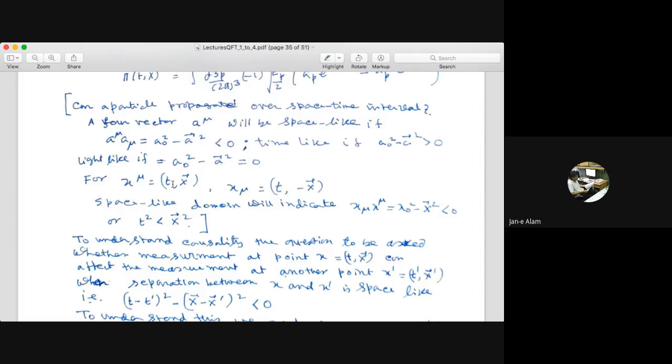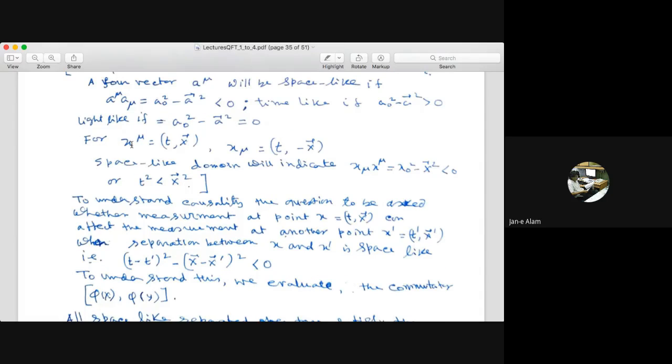You can understand this if you write down the 4-vector x mu x mu, which we know is x0 square minus x square, but x0 is time, right? So t square minus x square. Now dimensionally, it is not actually t, it should be ct. So c t square minus x square less than 0.